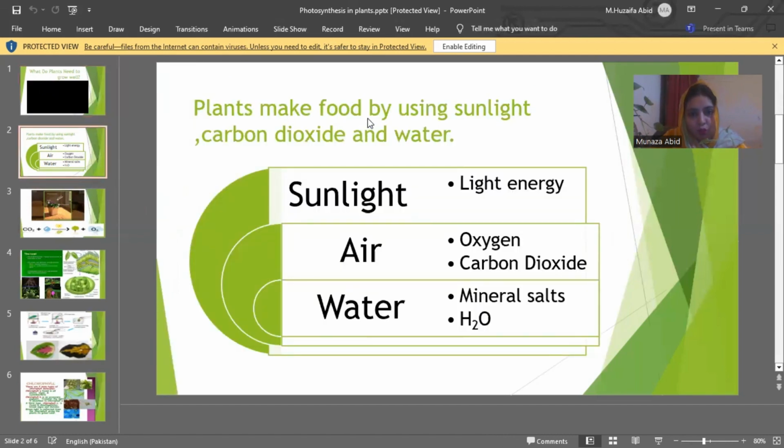Plants make food by using sunlight, carbon dioxide, and water. So what are the raw materials for photosynthesis? Sunlight, air, water. What does sunlight give? Sunlight gives energy for the process of photosynthesis. And what is air giving? Air is giving carbon dioxide to the plant. And what is water giving? Water is giving mineral salts and water to the plant.